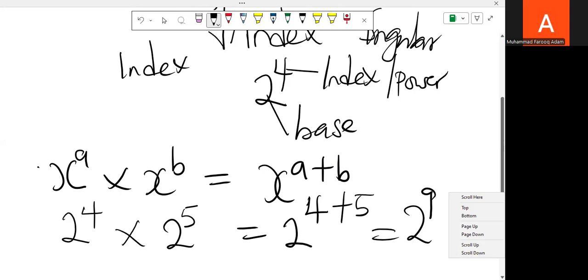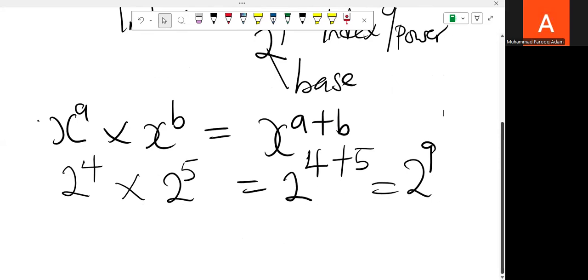When you hear base, it means the base. The index is just the number of times the number can multiply itself. When we say something is 2 raised to the power 9, it's just like multiplying 2 by itself 9 times.